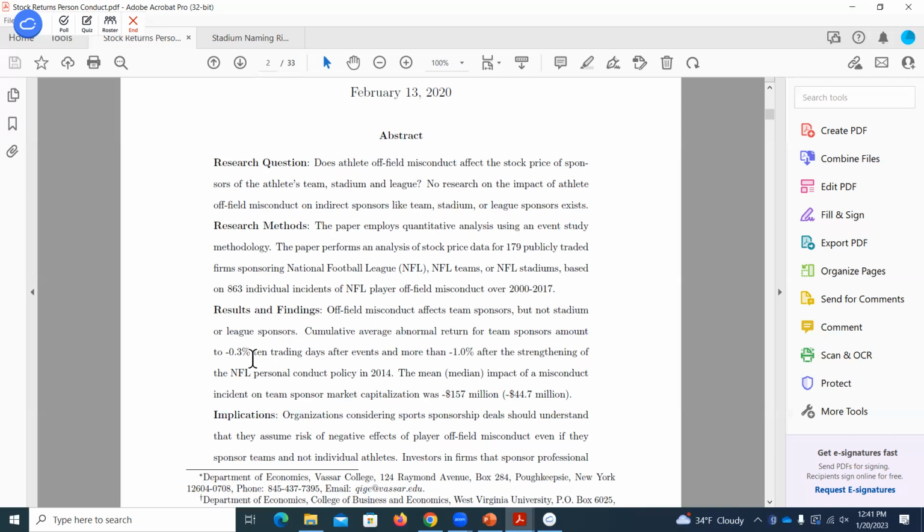So their findings, you can see some decreases in stock price around these personal conduct issues. But once we have that summary, we might want to be a little more interested, to give us a bit of a better understanding.